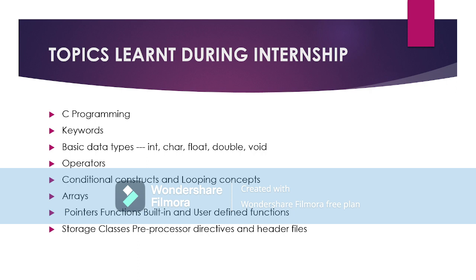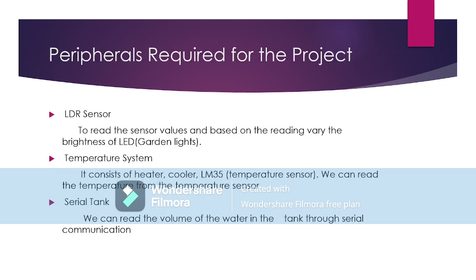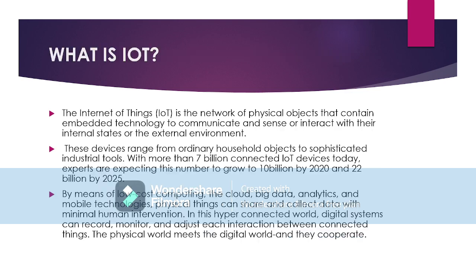Topics learned during the internship: C programming, keywords, basic data types, operators, conditional constructs, arrays, pointers, functions, storage classes. We also learned C++ programming basic concepts, that is OOP concepts. And also we learned an introduction to IoT, and an introduction to embedded systems and peripherals. Peripherals required for the project: LDR sensor, temperature sensor, serial tank.